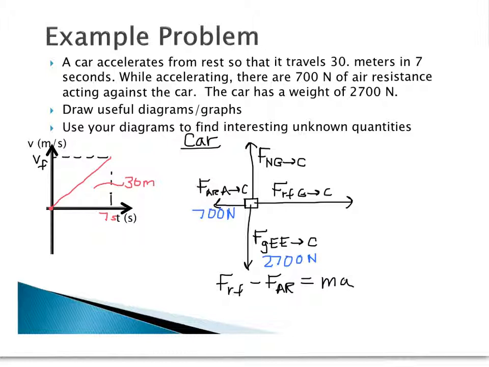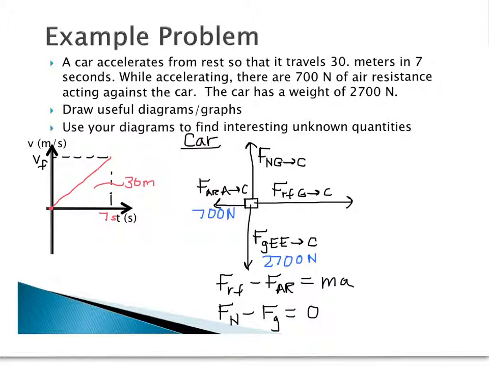And in the y-axis, the car is not moving up and down, so it has a constant velocity of 0, and the net force will be 0. So Fn minus Fg is equal to 0. If we use our velocity graph to write some equations from our constant acceleration model, we have a couple of things that we can exploit.